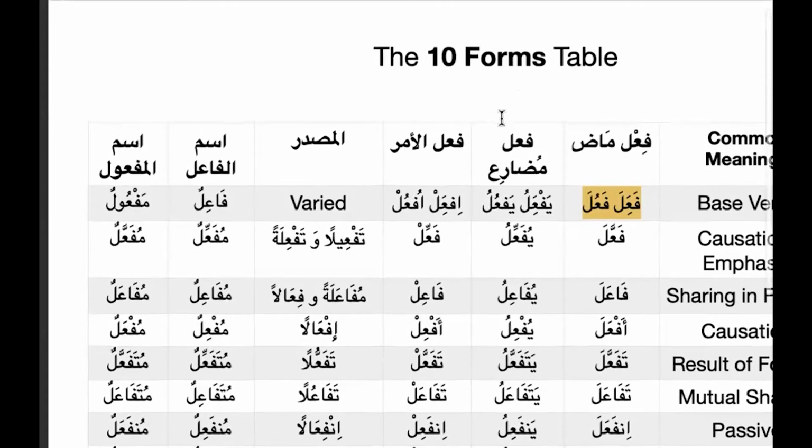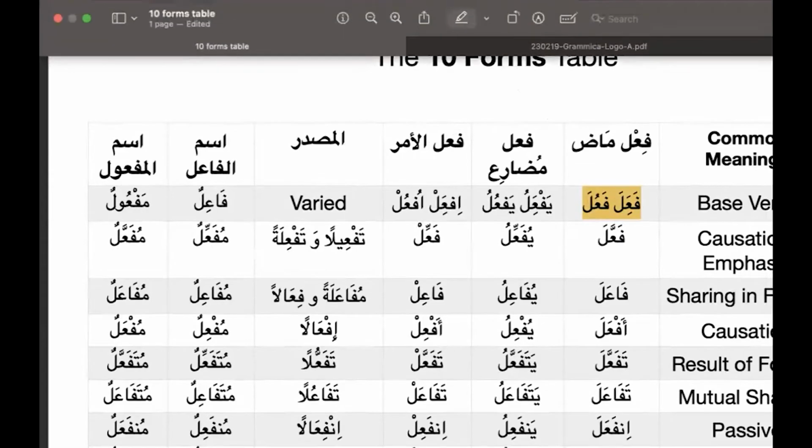So we have past, present, and command, imperative, which is also really like the future, right? The real future is the amr, because the action is only taken once the command is given. So these first three categories are the af'al, the verbs. Okay. Well, what about the next three?